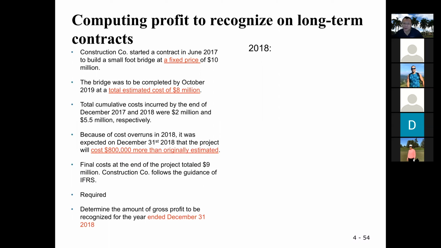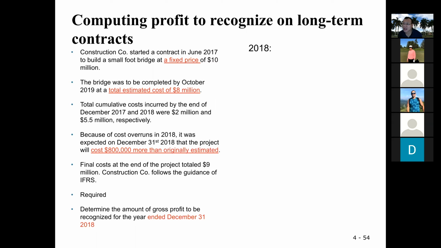Let me ask you, the cost to cost approach, right? In 2018, can anyone tell me what's the numerator? Remember, to calculate the percentage, there are 2 cost numbers, numerator divided by denominator. Can anyone tell me for 2018, what is the numerator? What is the amount for numerator? 3.5, okay.